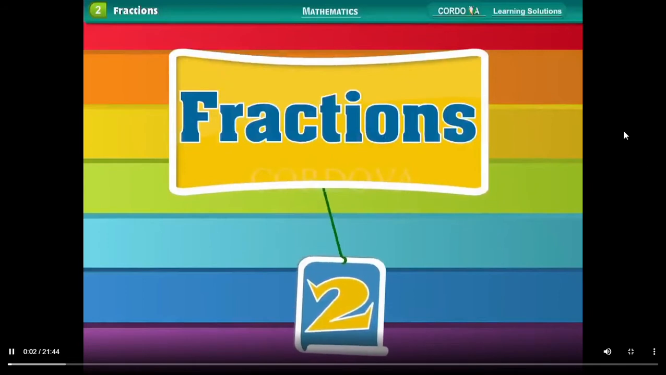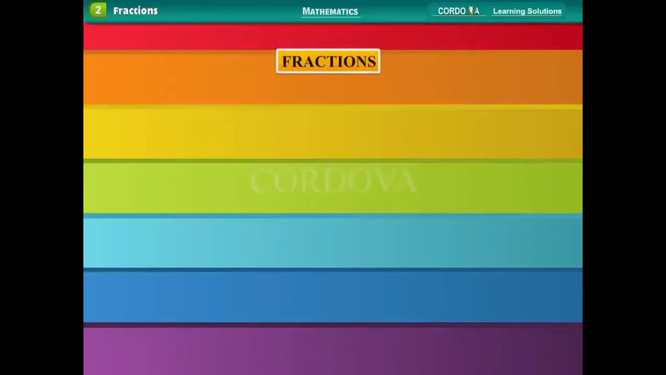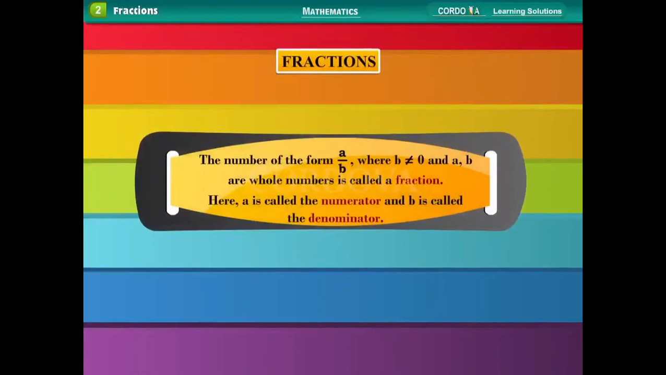Chapter 2: Fractions. Fractions, the number of the form a upon b, where b is not equal to 0 and a and b are whole numbers, is called a fraction. Here, a is called the numerator and b is called the denominator.